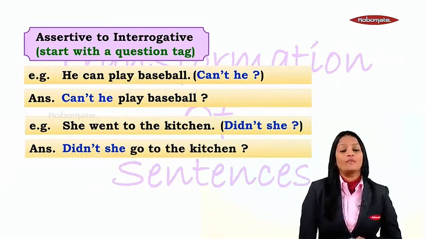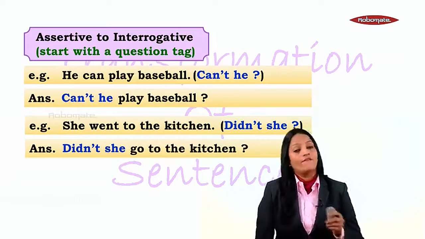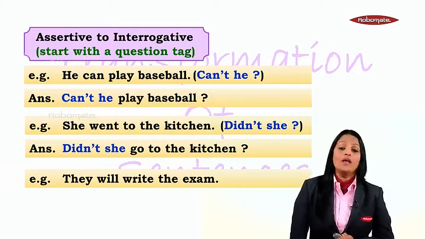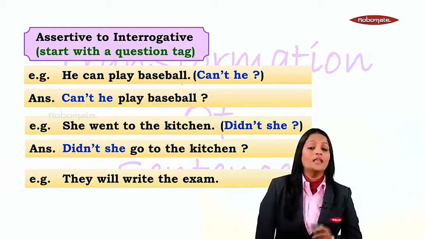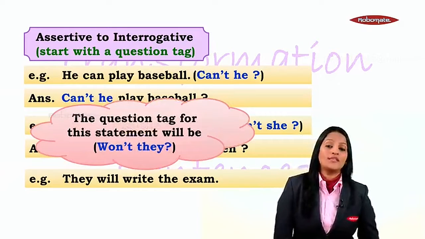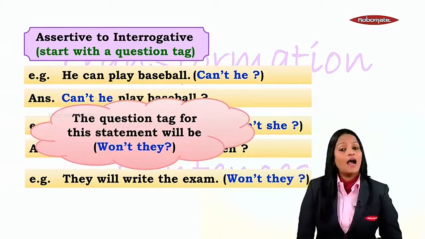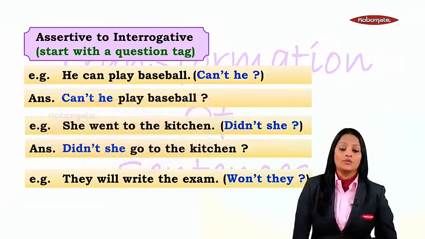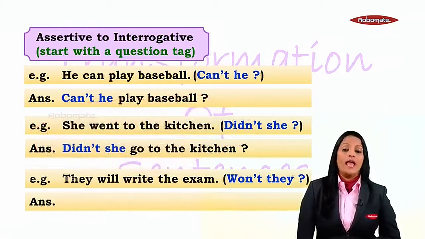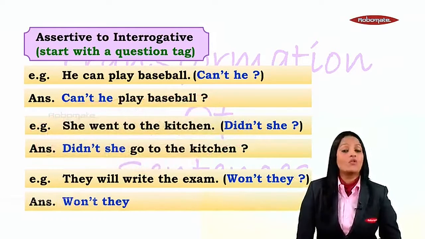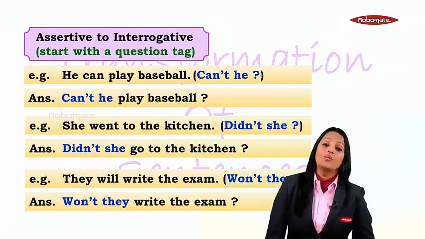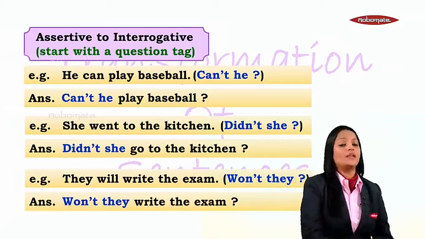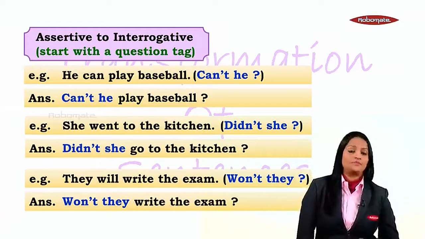This is how we are going to frame an interrogative sentence from an assertive with the help of a question tag. They will write the exam. Once again, they will write. So, your question tag is going to be won't they. I will start the interrogative sentence with the question tag, won't they, and we'll say, won't they write the exam, with a question mark. So, we start with the question tag and we complete the sentence and put a question mark.